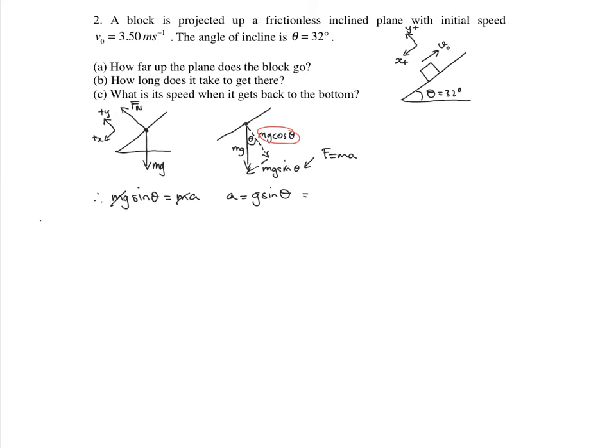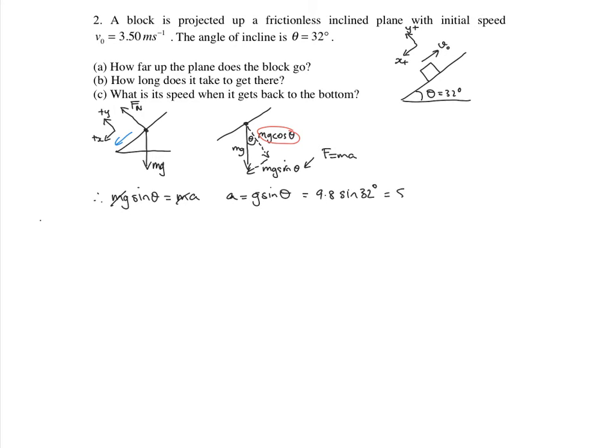We can work out what that is. It's 9.8. We've got to be very careful here with the sign. We've assumed that down the plane in this direction is positive. So gravity is going to be acting positively in that direction, so we use 9.8 and not negative 9.8. And the angle is 32 degrees.